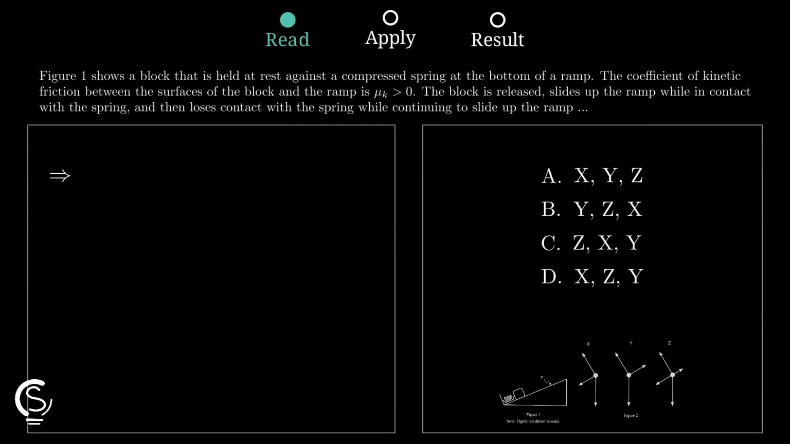After the block loses contact with the spring but is still moving up the ramp, the spring force is gone, so the forces are gravity, the normal force, and kinetic friction down the ramp. This corresponds to diagram X.